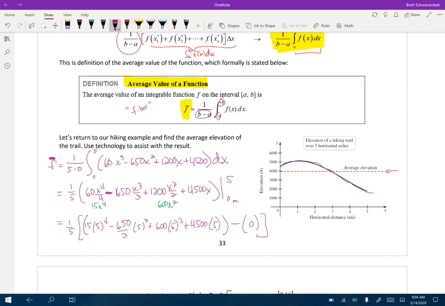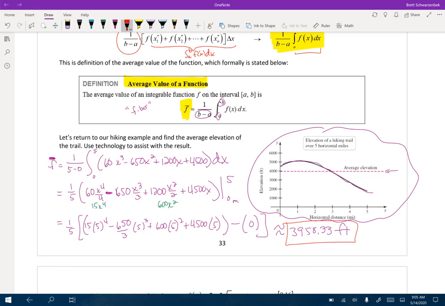If we do this entire calculation, I'm not going to do it out, we're going to get approximately 3,958.33 feet. Now you'll note, I usually give answers in exact form, but we're doing an application problem here, so let's use an approximate value. If you look at the graph, this is actually a pretty good estimate. It's right below 4,000, just there.